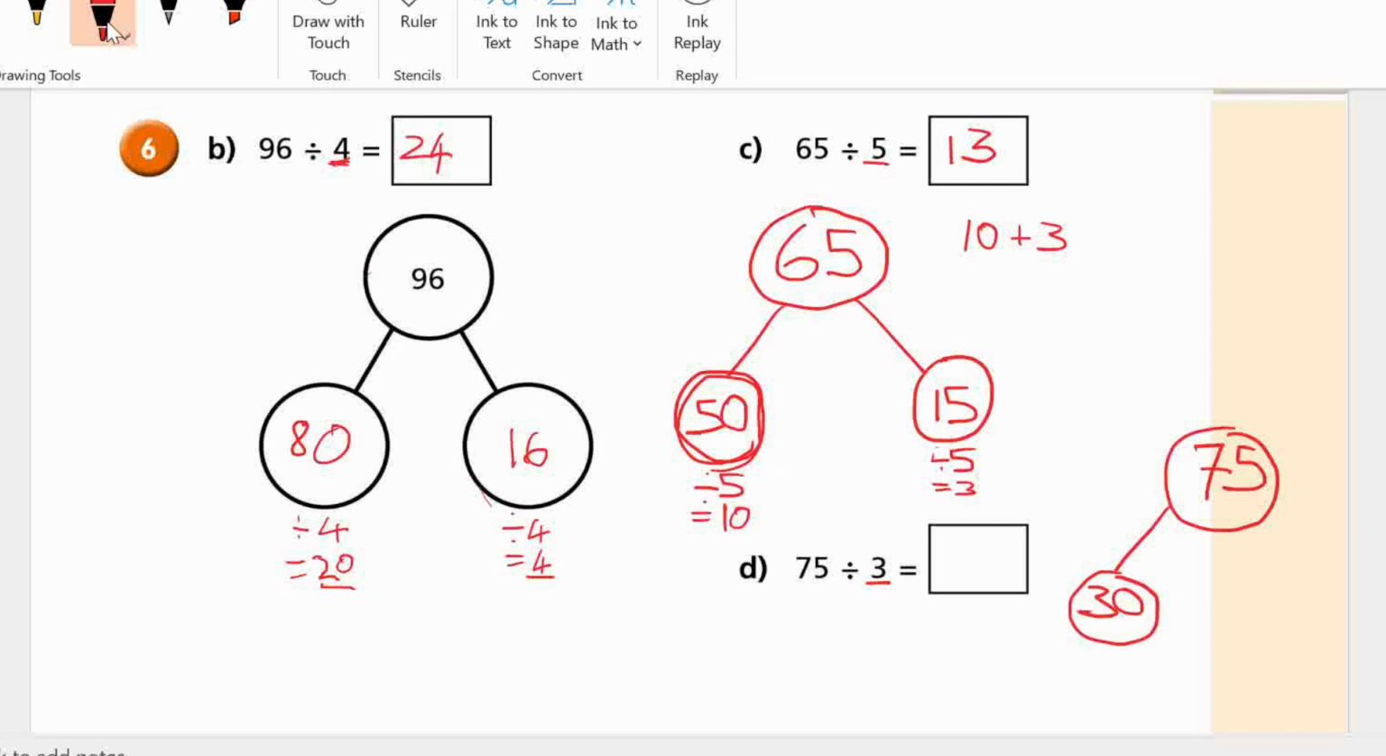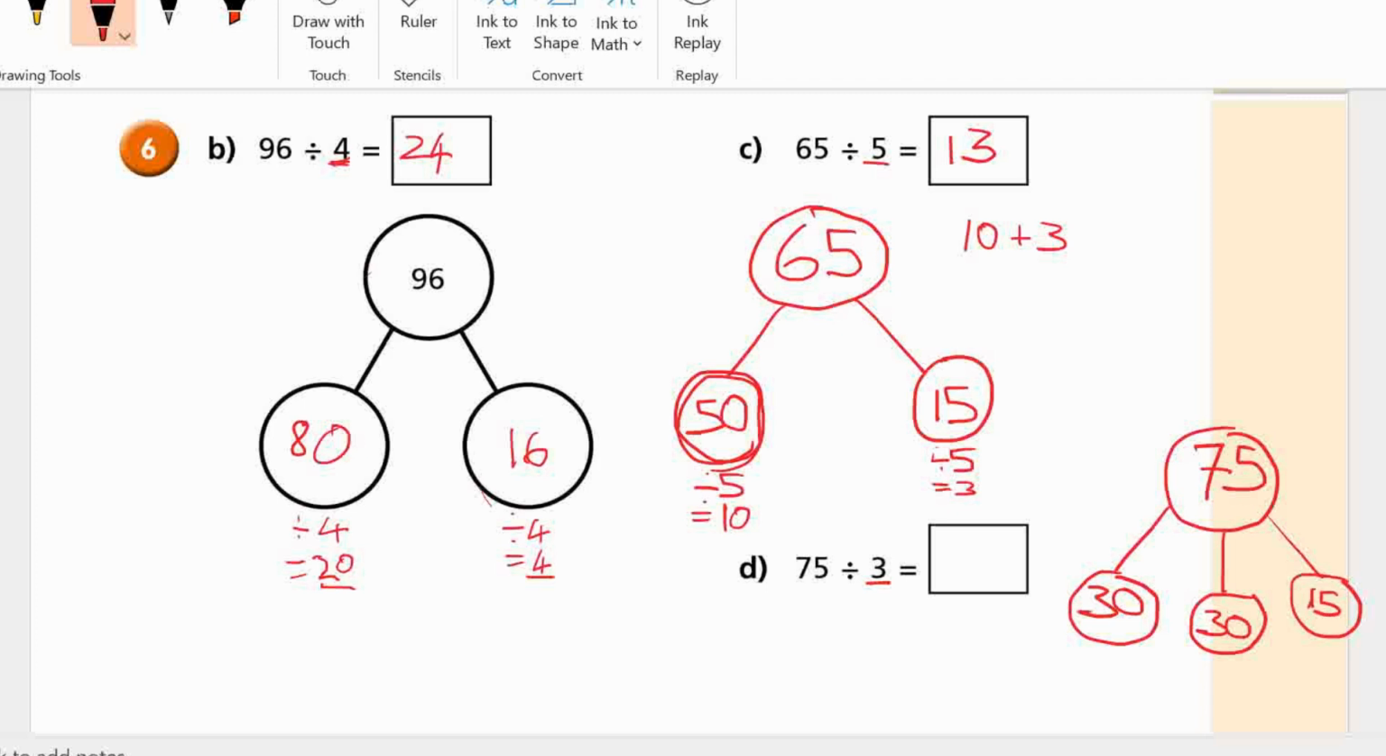Now, that's too small, isn't it? I can take another 30 from 75, right? And I think I will. So 30 plus 30, what does that give me? 60. Okay, 75, take away 60. 15. That will leave me with 15.